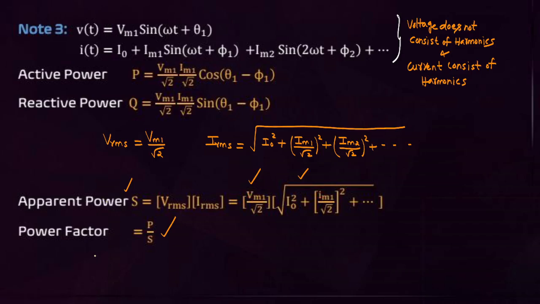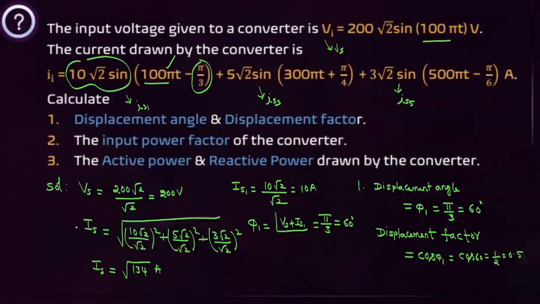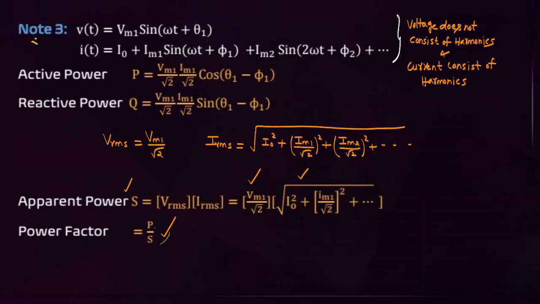This is power factor equal to P by S, where P is active power and S is apparent power. This is important in power electronics. From the power electronics point of view, this is important. Note 3 is important. This is used in power electronics.